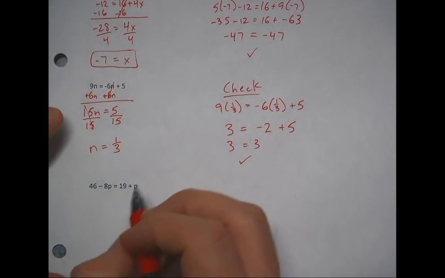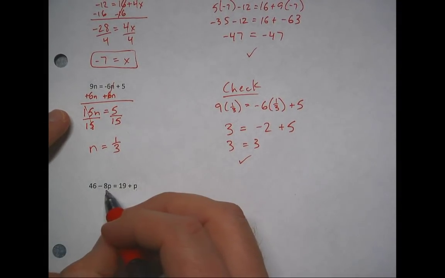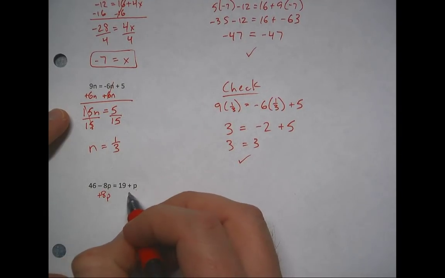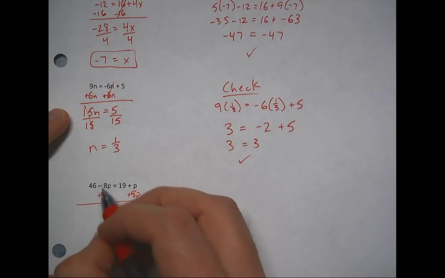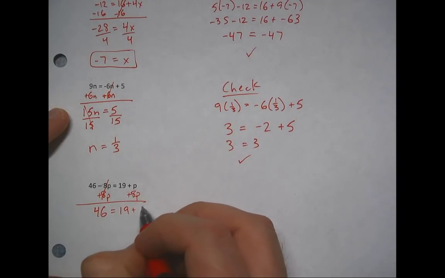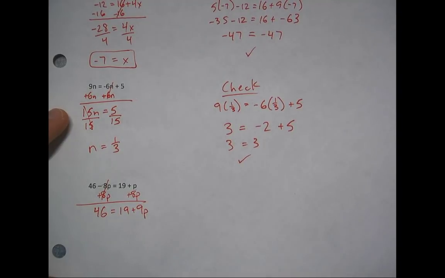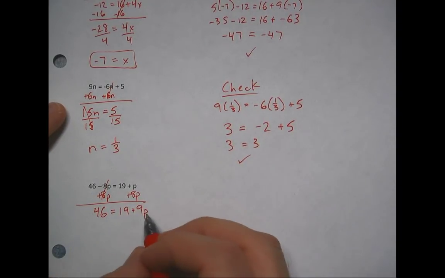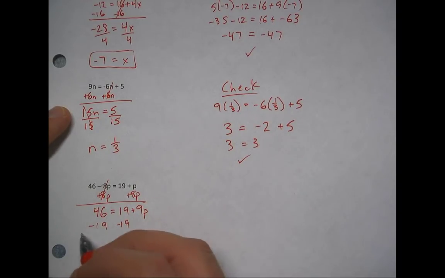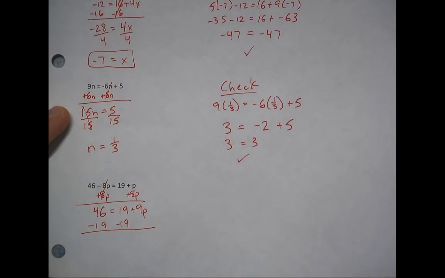All right, last one like this. So now I have variable on both sides, a -8 and a +1. -8 is smaller, so I'm going to add 8p. Now it's negative, so I added it to get it to 0, leaving me just 46. And over here, that's a 9p. All right, get that p by itself, so I'm going to minus 19. So 46 minus 19, we're going to get 27 equals 9p. Divide by 9.